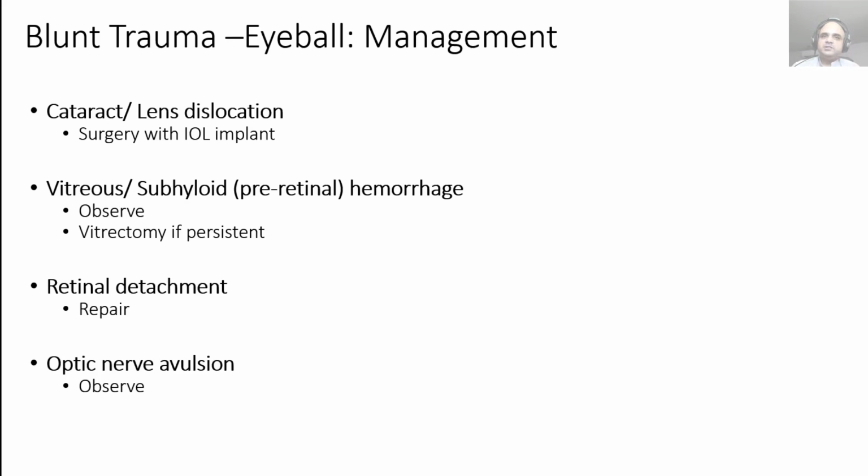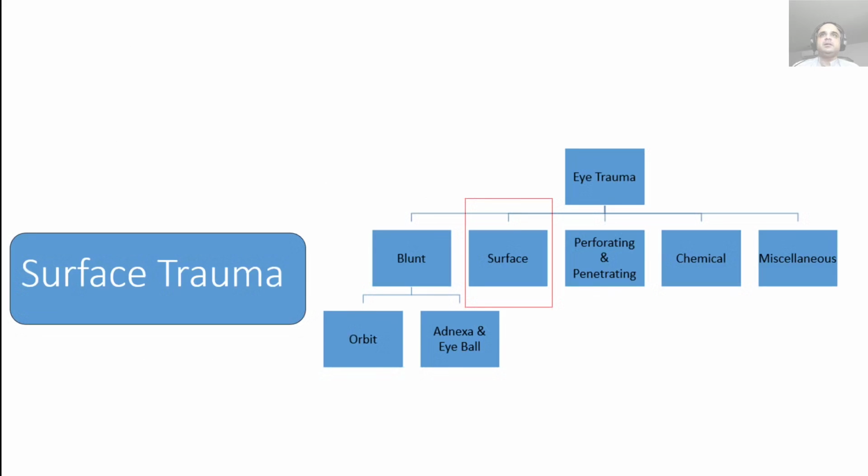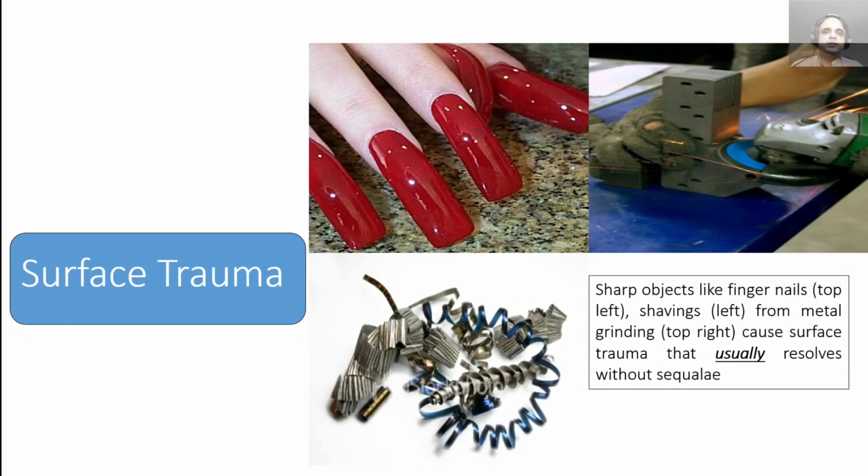And optic nerve avulsion, just observation. You can't do anything. Whatever nerve has separated has separated. And now we have done blunt trauma, which is the most important bit, and we are moving on to surface trauma. Surface trauma is usually in response to sharp objects, especially these artificial fingernails. I've seen these do amazing amounts of surface trauma.